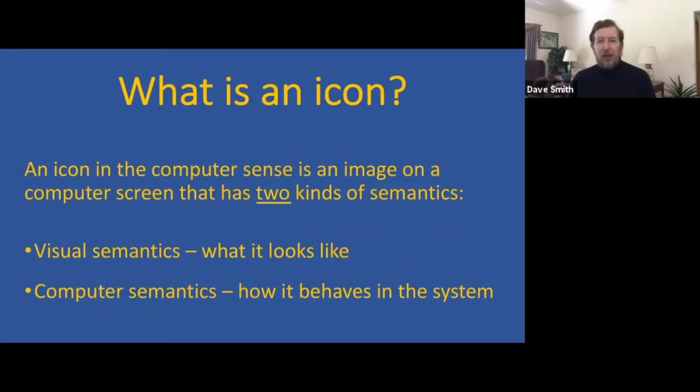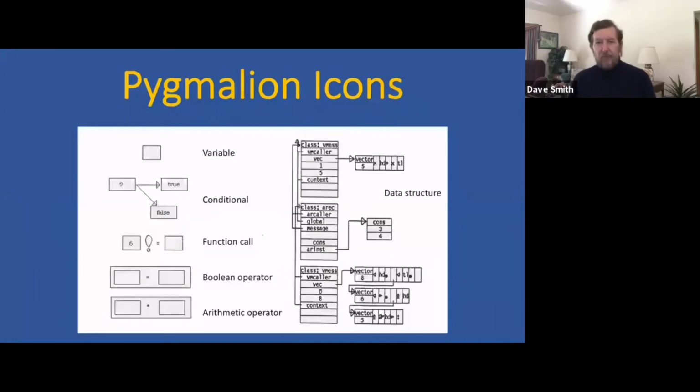What is an icon? Well, there's one subtle characteristic. An icon in the computer sense is an image on a computer screen that has two kinds of semantics. Visual semantics, what it looks like, and computer semantics, how it behaves in the system. Here are a few icons from Pygmalion, and they're all programmer icons. Things like variables, conditionals, procedure calls, data structures.